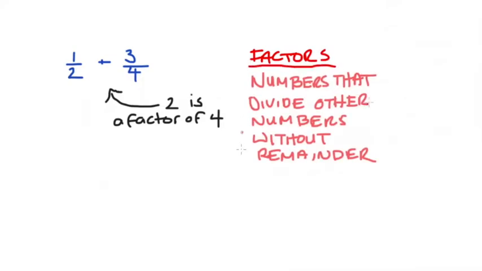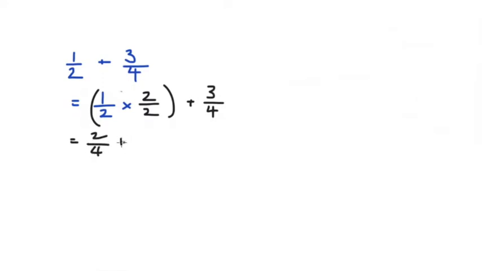So just to review, factors are numbers that divide other numbers without remainder. So in my example here, 2 is a factor of 4 because 4 divided by 2 is equal to 2, or equivalently 2 times 2 is equal to 4. And what we can do then is just multiply 1 over 2 by 2 over 2. Once we work it out, we get 1 times 2 is equal to 2, and 2 times 2 is equal to 4. And we get 2 over 4, which is an equivalent fraction to 1 over 2. It has the same value, but now it has the denominator of 4. So we have the problem in terms of fractions with the same denominator. We add the numerators up, so 2 plus 3 is equal to 5, and we keep the denominator the same, so in total 5 over 4, which is what we got before.